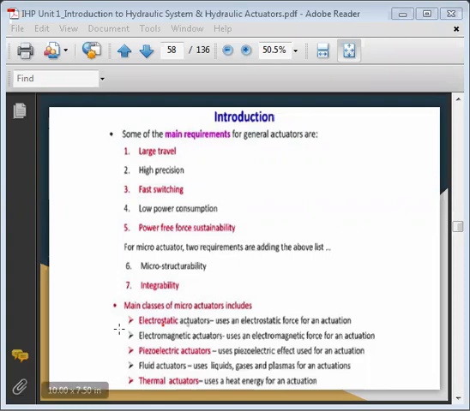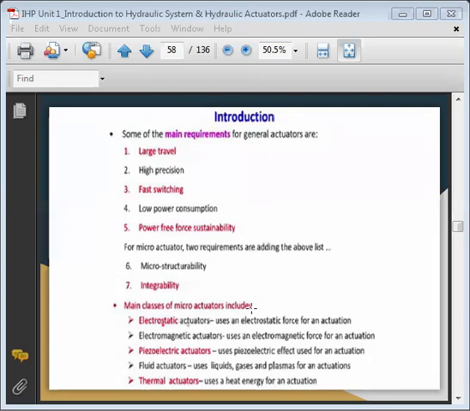Here I want to mention the main classes of micro actuators. It includes the electrostatic actuator, which uses electrostatic force for actuation. The electromagnetic actuators use the electromagnetic force for actuation. Then piezoelectric actuators use the piezoelectric effect for actuation. Then the fluid actuator uses liquids, gases, and plasmas for actuation. Then thermal actuators use heat energy for actuation.